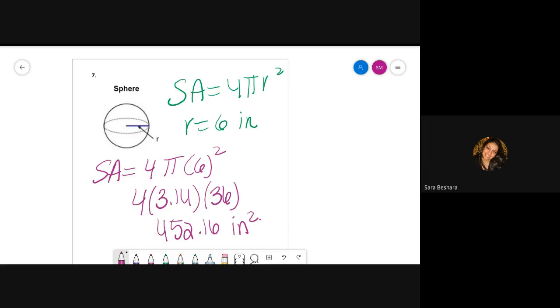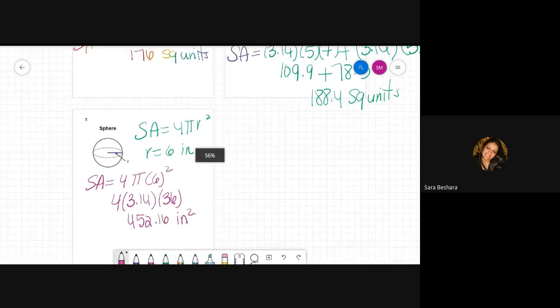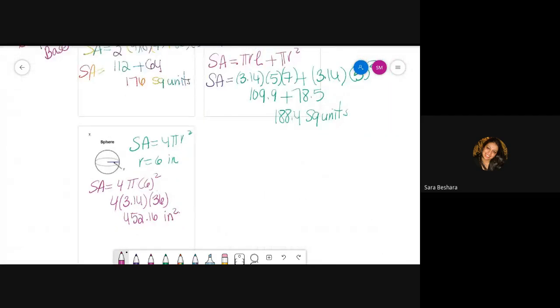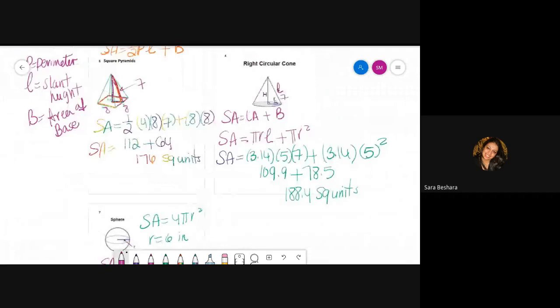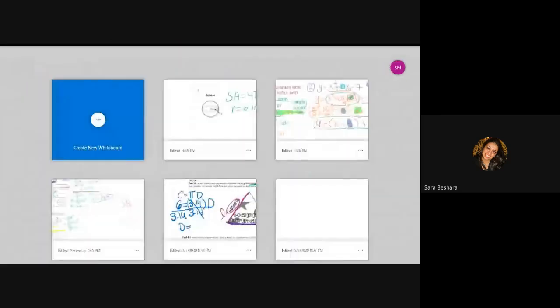This concludes our review for the surface area of all the solids that we have learned throughout section number 11. It is important to remember a lot of these formulas, and I also recommend studying the difference between surface area and lateral area, because it will definitely be on the quiz.